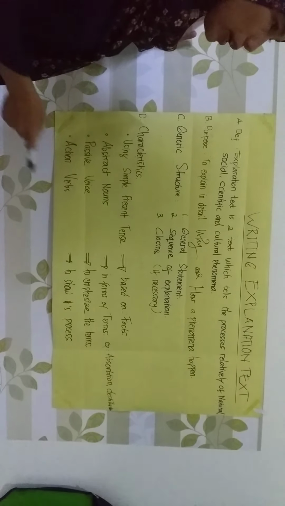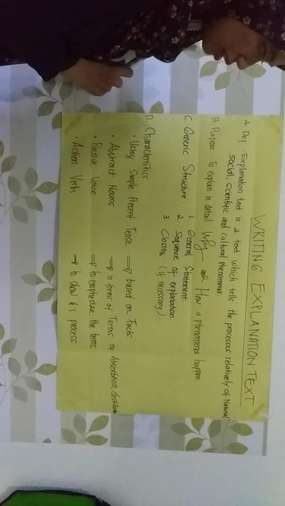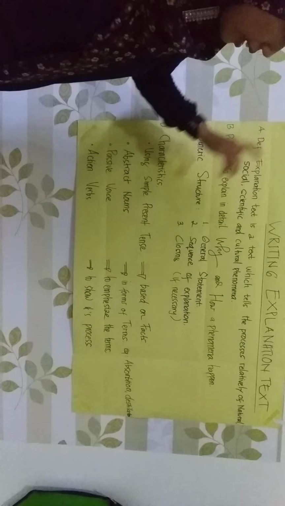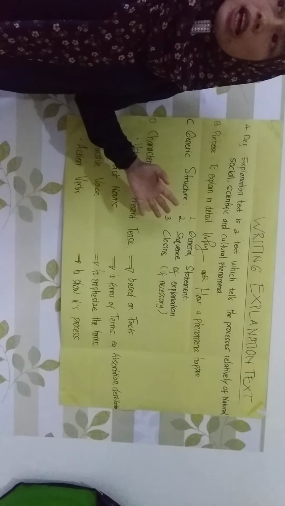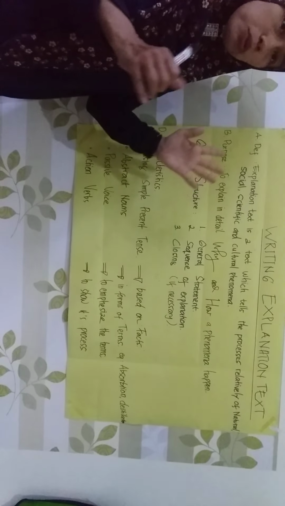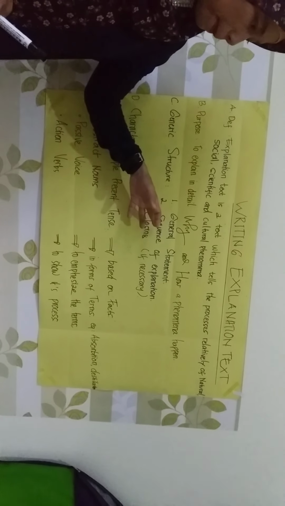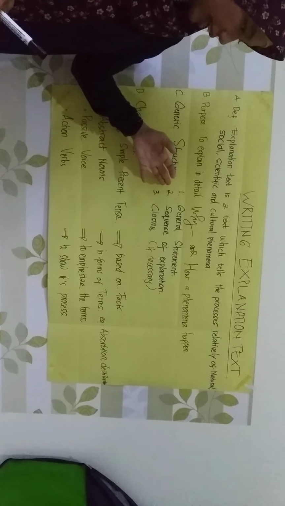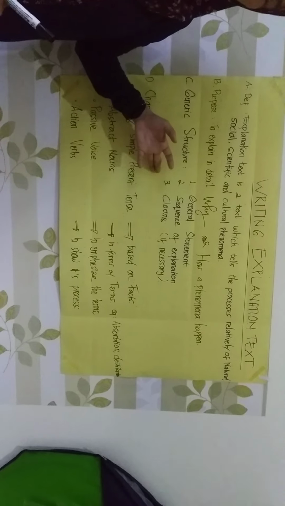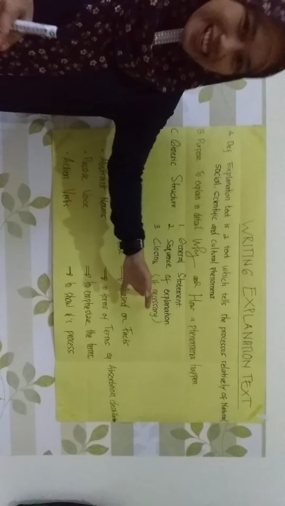Okay. Now, to make a good text, we must know the generic structure. There are 3 points of generic structure of explanation text. Number 1, general statement. In the general statement, we introduce the phenomenon itself. What phenomenon we choose, we put in the general statement. After that, there is sequence of explanation. This is the process of how and why it happens. And then closing. We can close our text with a closing statement if it is necessary.